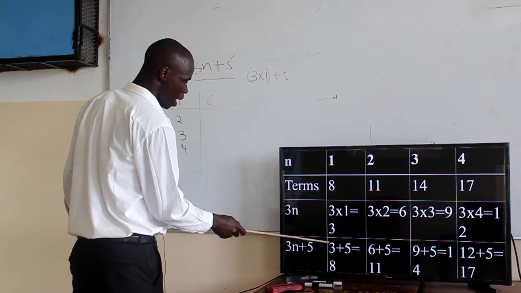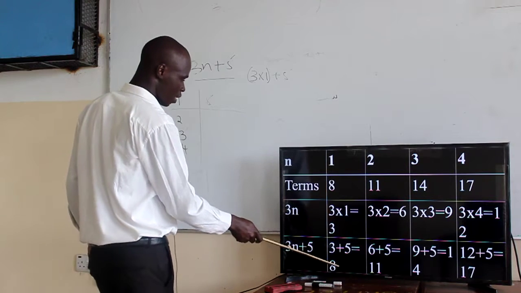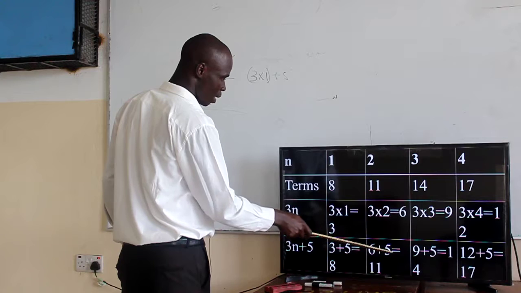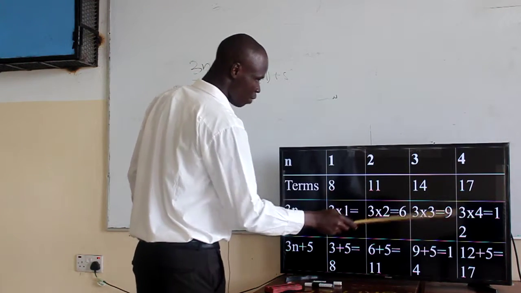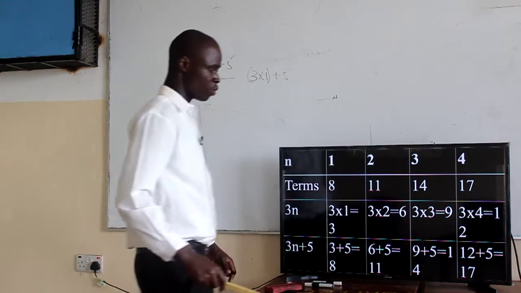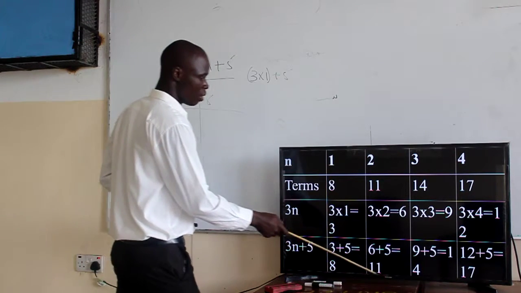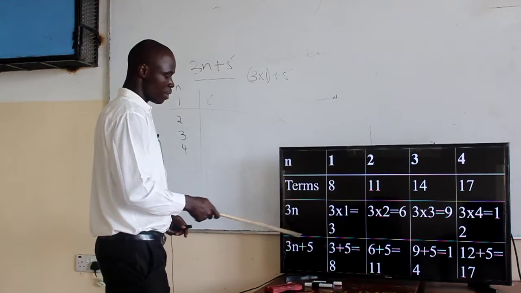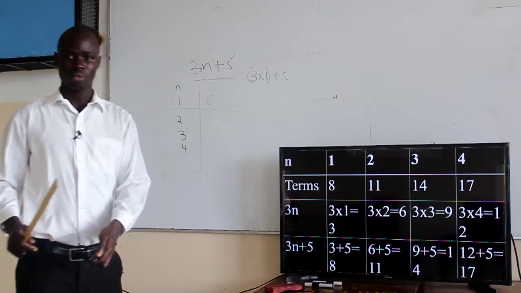So our 3n, which is 3, plus 5 will give us 8. Our 3n here is 6 plus 5. Our 3n here is 9 plus 5. Our 3n here is 12 plus 5. So you will notice that the value you find here is the same as the value you find there. In other words, this term expression is going to give you these values, which are the same as the terms of the sequence.